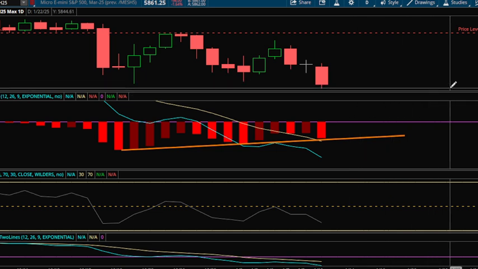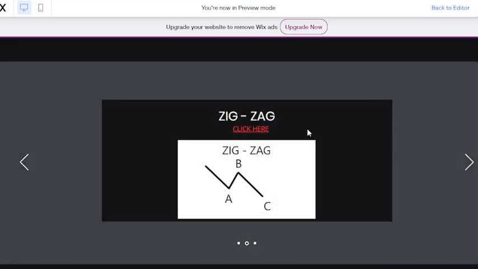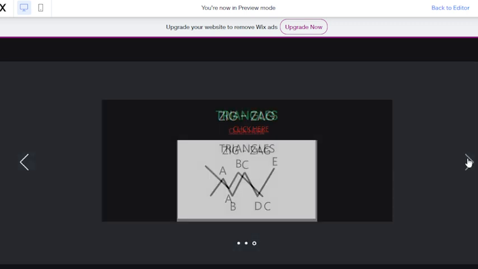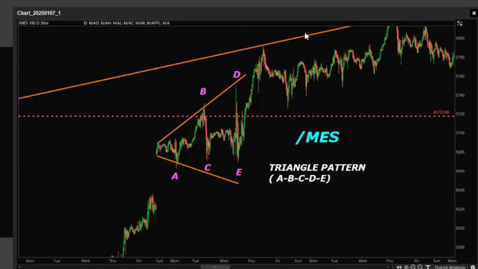So with that being said, there's 3 corrections I really try to emphasize, and here on my website that I'm building, I label the 3 corrections that are real important to look for, and it's a zigzag, triangles, and expanded flats. Here's an example of a triangle. Triangles are always counted in A, B, C, D, E, 5 swings. That's a standard rule for Elliott wave theory, so I haven't gone too far off the track with that.